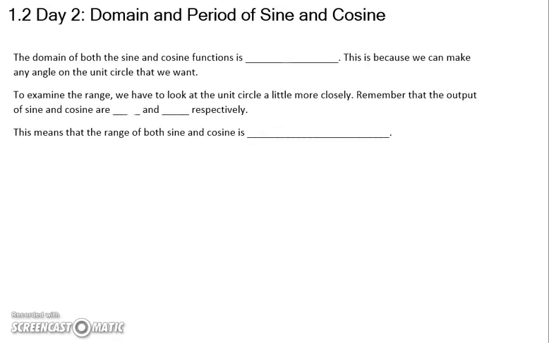So we can really put any angle in to sine and cosine because we can go any direction around the unit circle, positive or negative. We can go around the unit circle infinitely many times, so we can get infinitely large numbers. So our domain for both sine and cosine is going to end up being all real numbers.